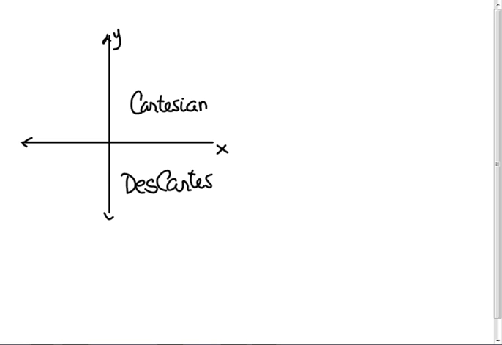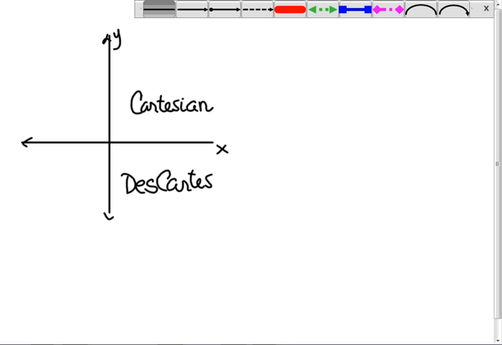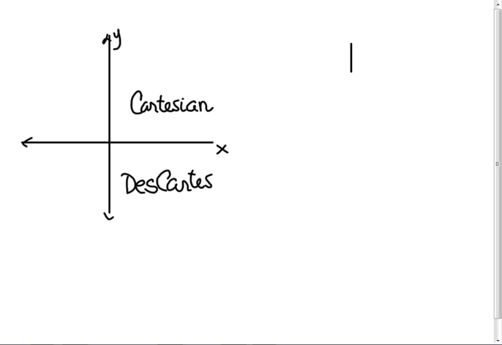So the first thing we have to do is change our coordinate system into a polar coordinate system, and it's going to look different. Well, some things will look the same. And we have to be able to convert back and forth between Cartesian and polar.